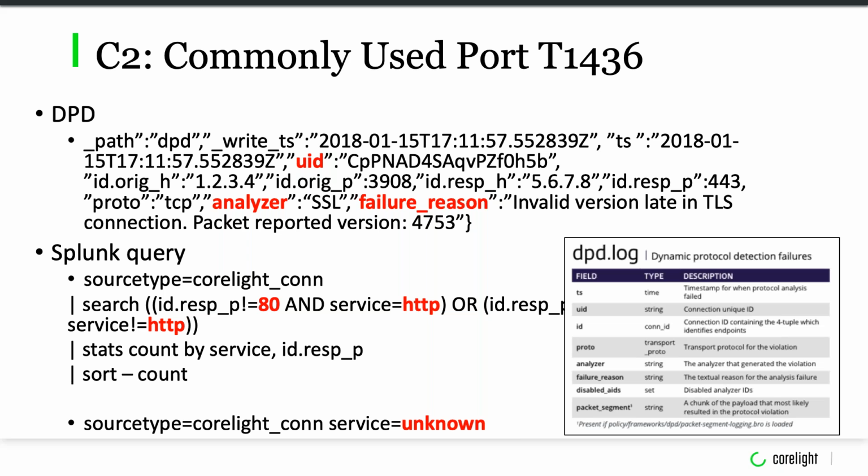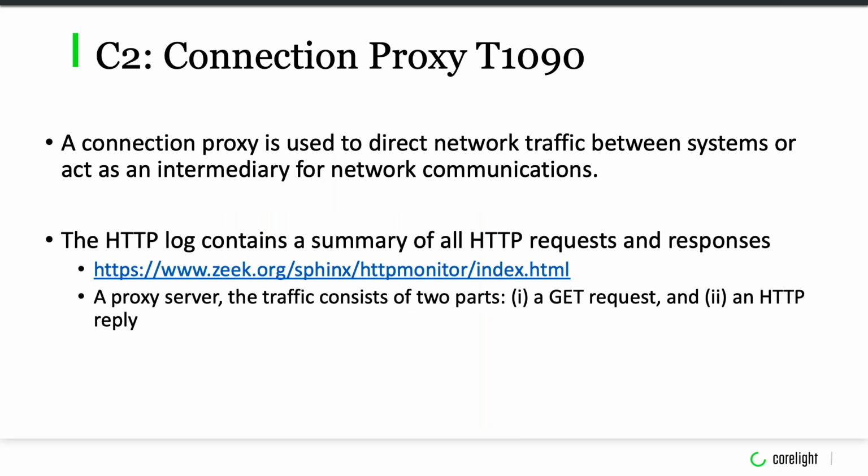Absolutely. So let's look at another one of the techniques, a connection proxy. There's no secret sauce in this. It's really to see if there's a proxy that's been set up for network communications. As we've talked about earlier, the HTTP log contains a summary of all the requests and responses, and the HTTP log is even extensible, so you can add things. For instance, with Chrome, sometimes there's an origin header from Chrome plugins. So you can extend this through the scripting language.